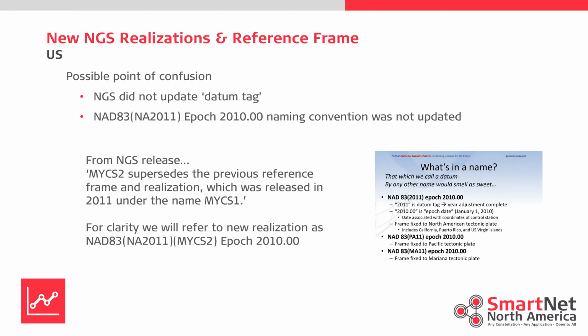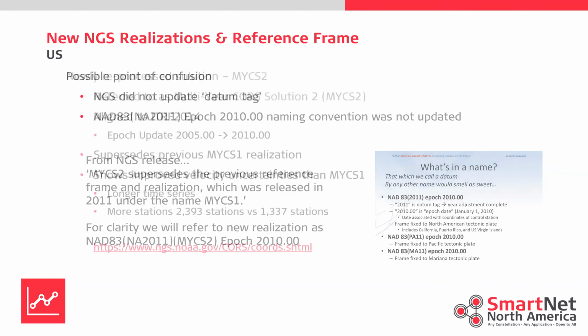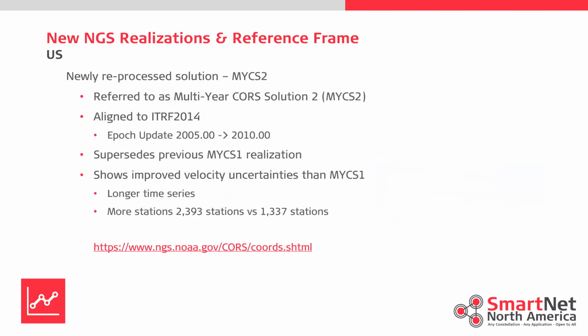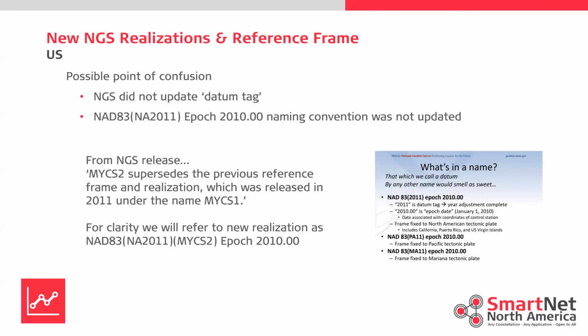The underlying velocity model that supports HTDP or OPUS or any of the products generated by NGS has been updated because of this whiz-bang thing that I said just a second ago, which was longer time series, more stations. And those are great things. Longer time series, more stations. But if you update the velocity model, that means you can't easily get back to the old solution that you may need.